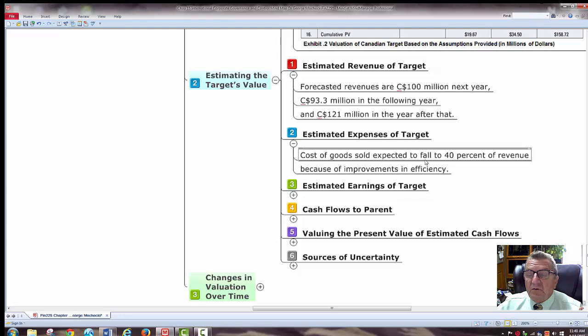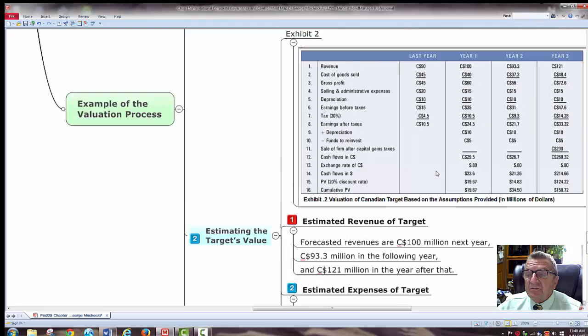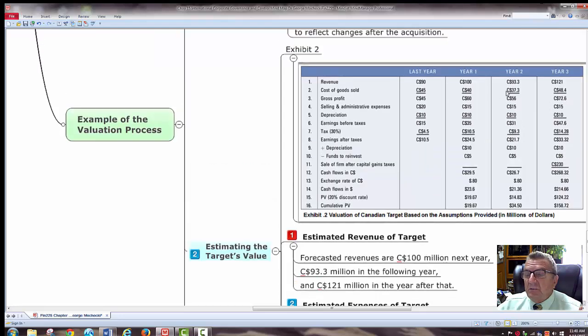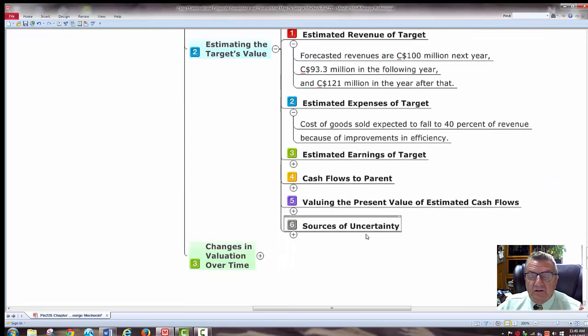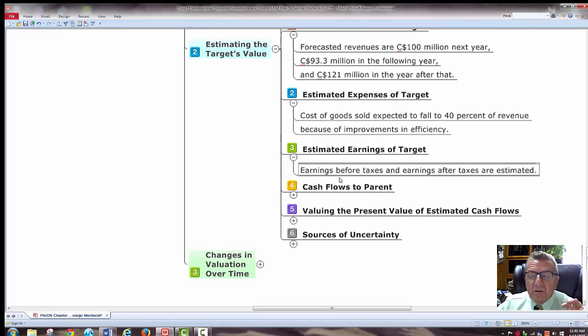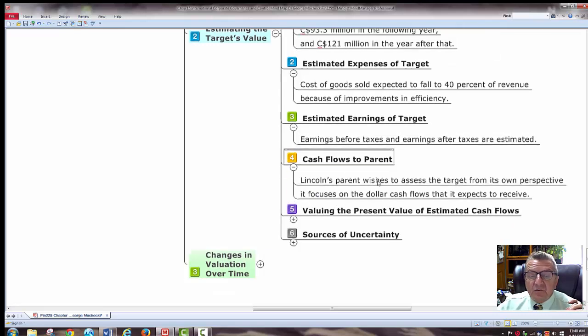Cost of goods sold is expected to fall to 40% of revenue because of improvement in efficiency. So I'm going to have some savings. Cost of goods sold, right? The numbers are going down because of the efficiencies. And like I said, look at this. I'm going quickly. Stop. Open them up. Earnings before taxes, earnings after taxes are estimated. Cash flow to the parent.